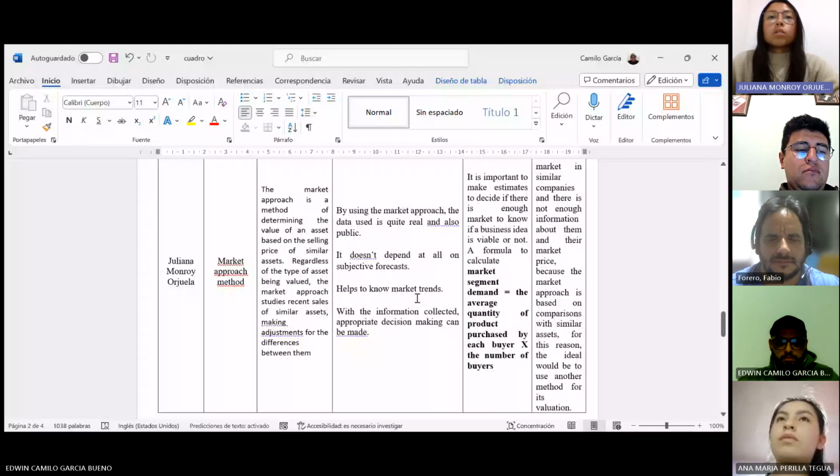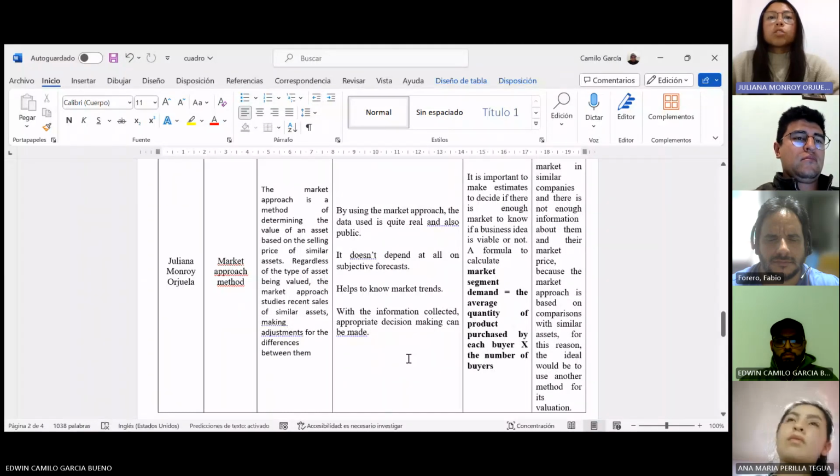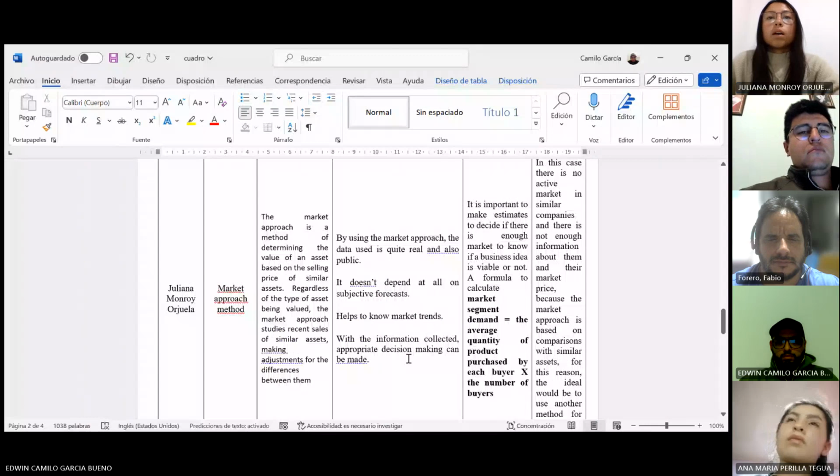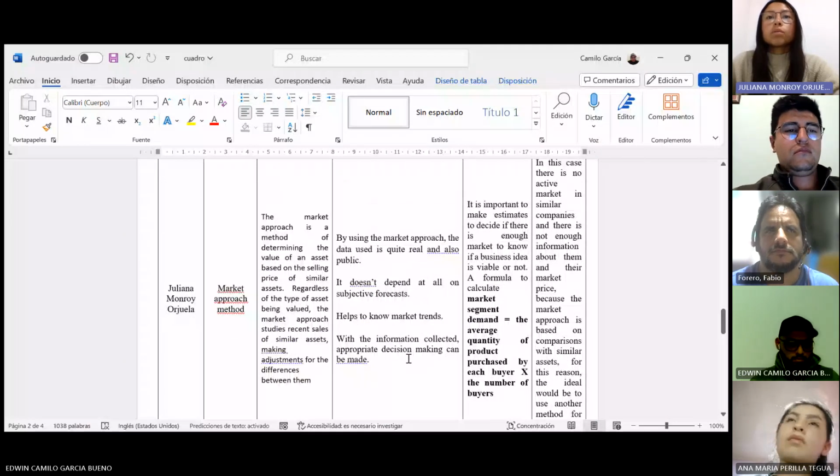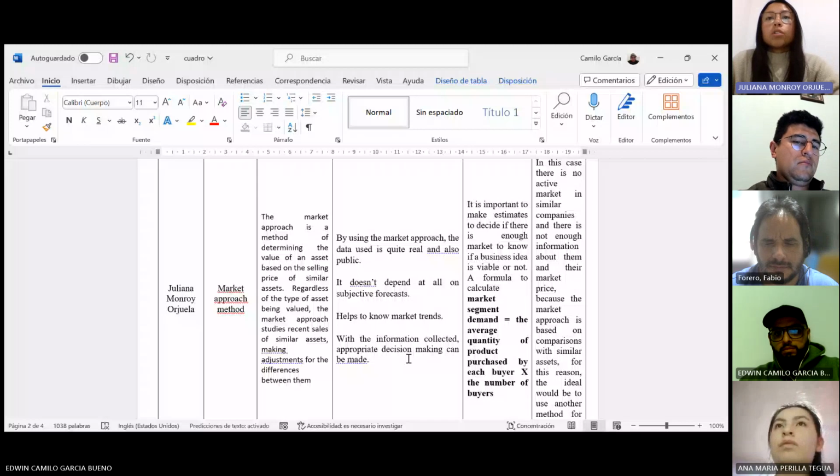It doesn't depend on subjective forecasts, helps to know market trends, and with the information collected, appropriate decision making can be made. Mathematical formula: it is important to make estimates to decide if there is enough market to know if a business idea is viable or not.